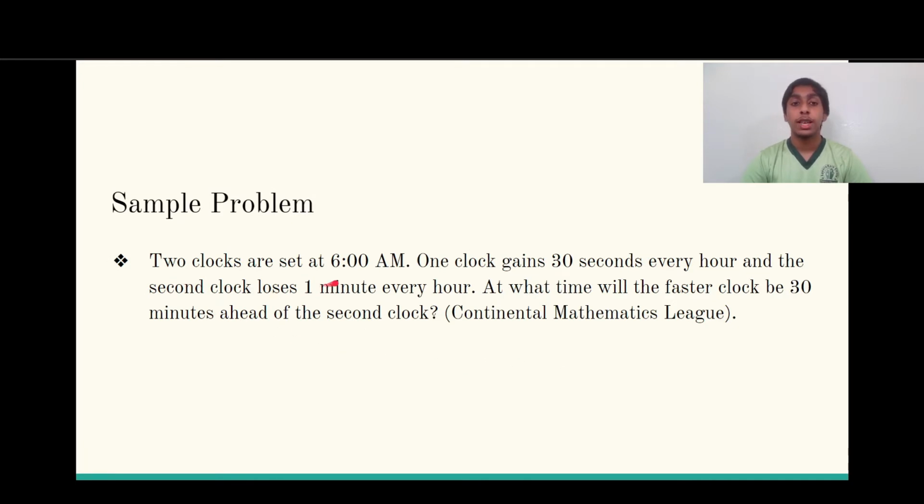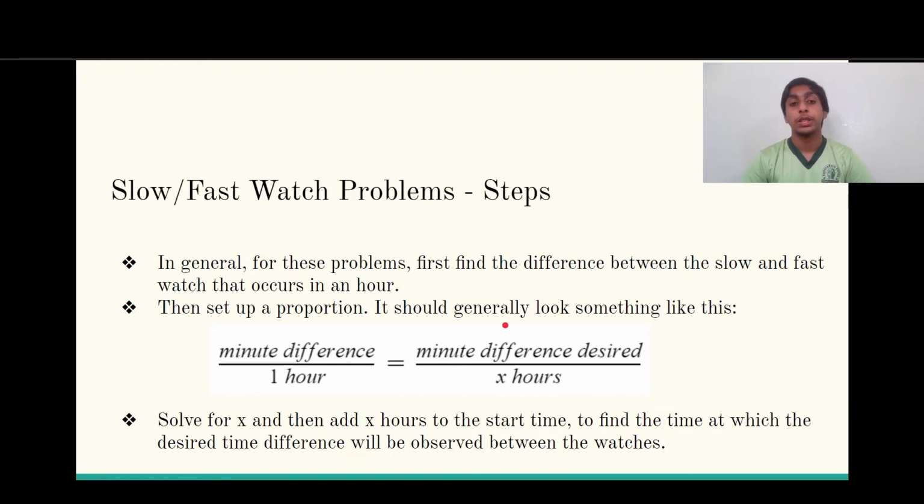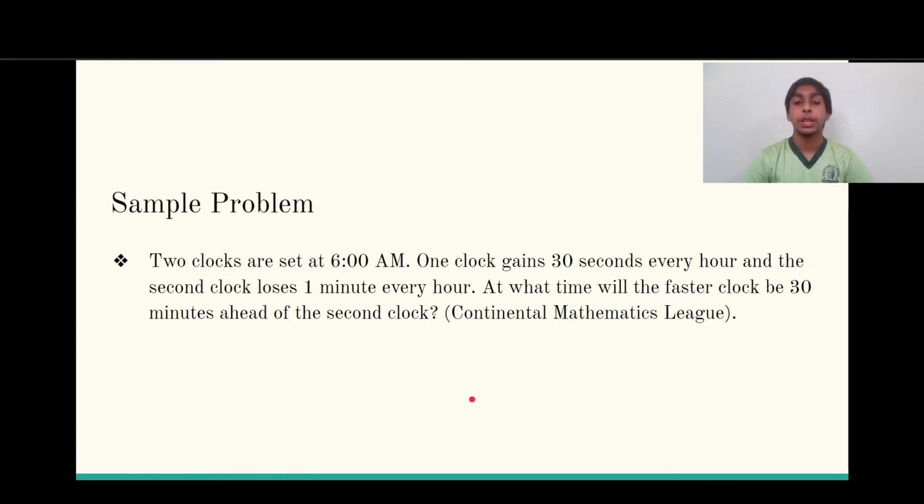Two clocks are set at 6 a.m. One clock gains 30 seconds each hour, and the second clock loses 1 minute every hour. At what time will the faster clock be 30 minutes ahead of the second clock? This is from the Continental Mathematics League. Again, you just want to go back here and follow the steps. Set up this proportion. Once you've figured everything out, solve for x and add x to your start time to get the answer correctly for this one. Okay, so go ahead, pause the video, and solve this problem.